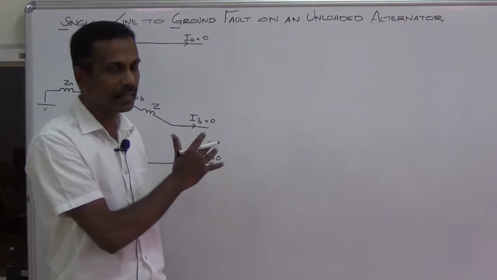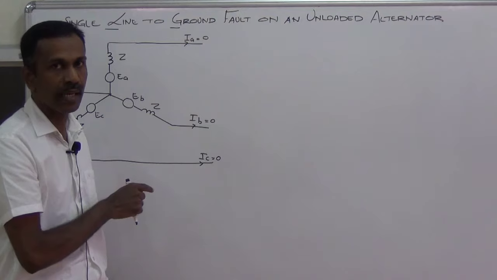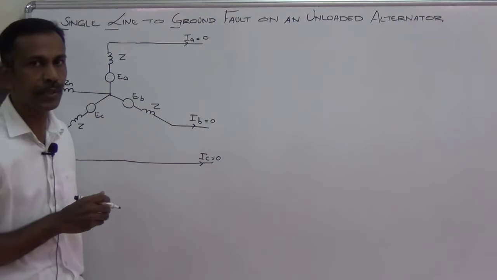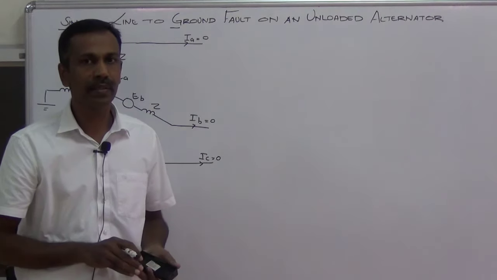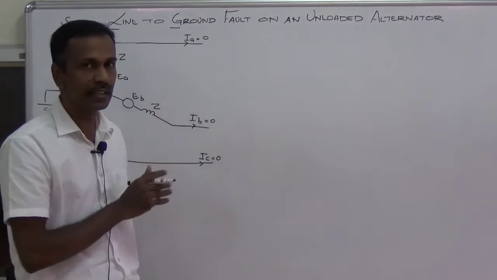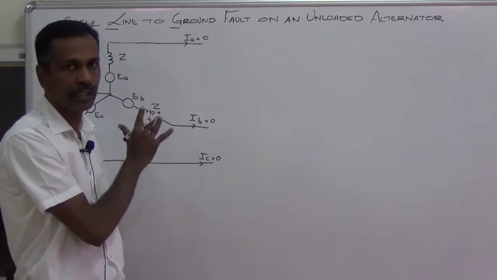Why is this a balanced system? Because the three currents are 0 and they are equal, and the voltages are also equal in magnitude and are separated by an equal 120 degrees. So this system is a balanced one. So you will get only the positive sequence network for this particular system.